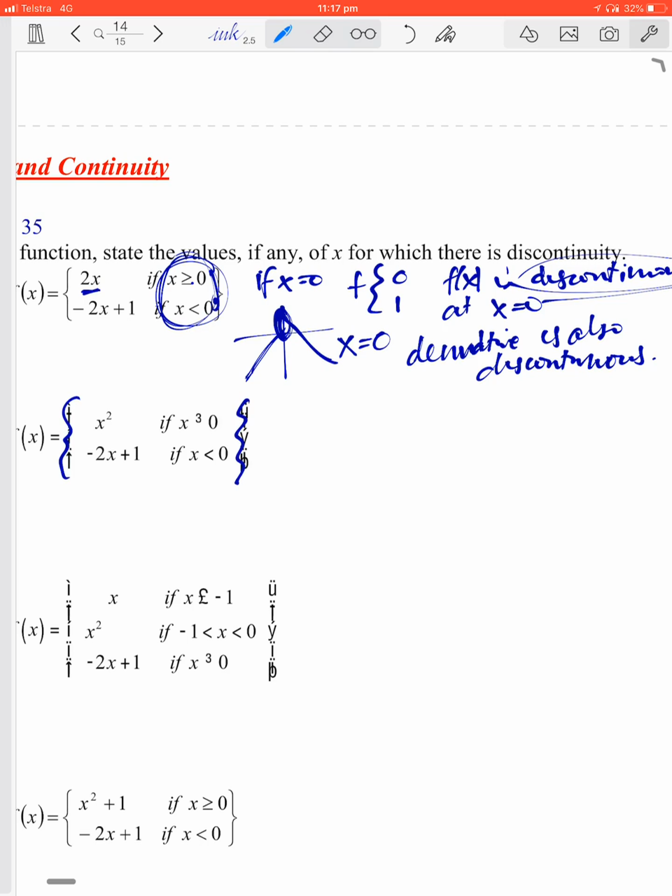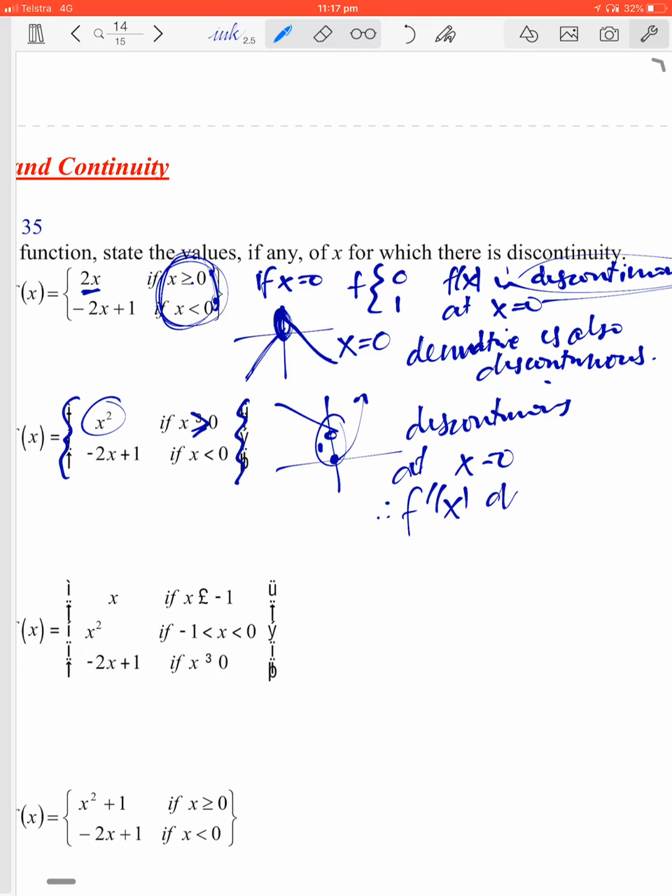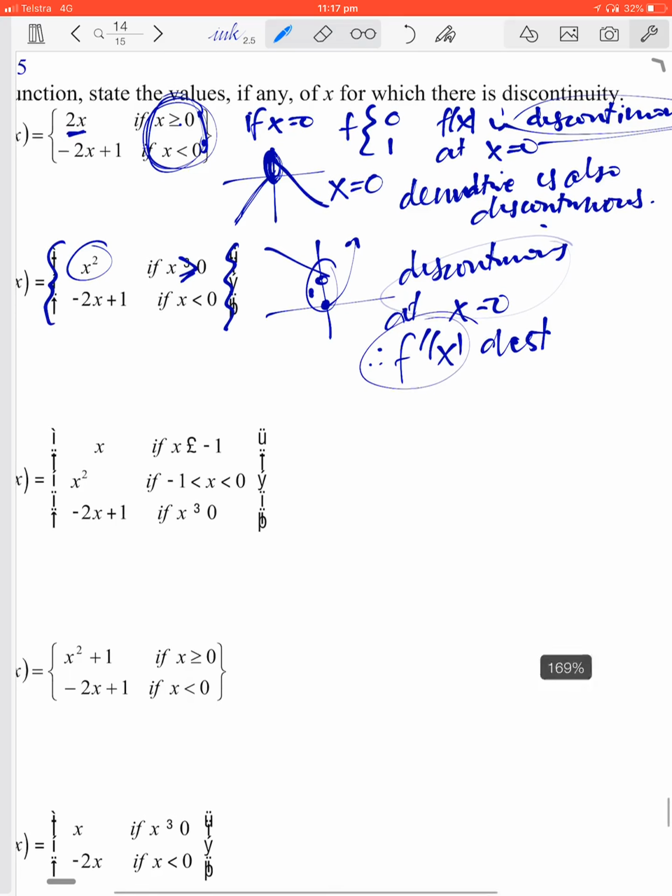Okay, so the next graph, x squared, if we were to sketch that for x is greater than or equal to 0, that's going to look like that coloured in and look like that. But if I do negative 2x plus 1, that's going to go through 1. And it's going to have a downward slope because it's negative. So it's also discontinuous at x equals 0, and therefore f dash of x is discontinuous. So the derivative doesn't exist at that point, and neither does the function.